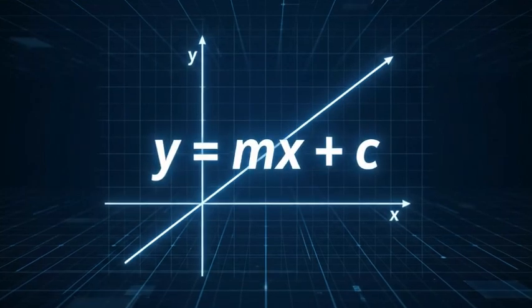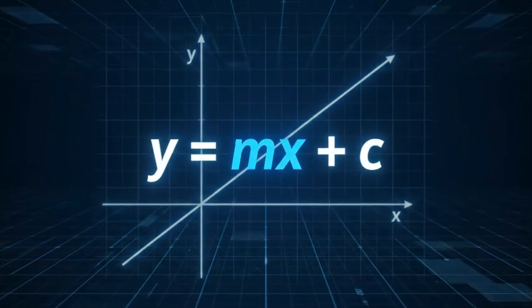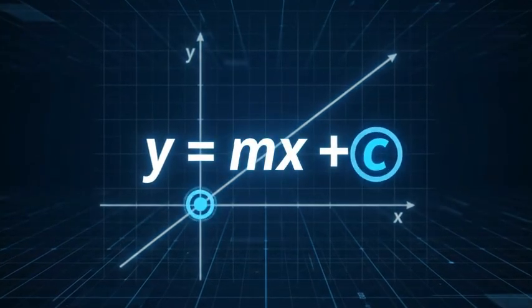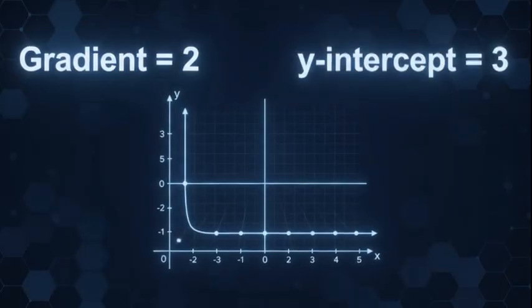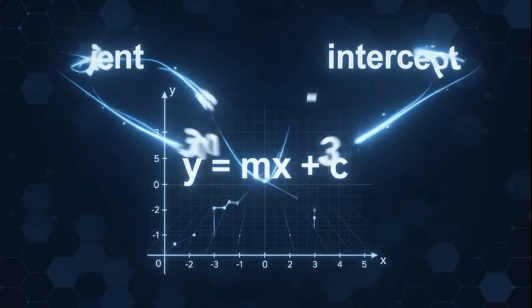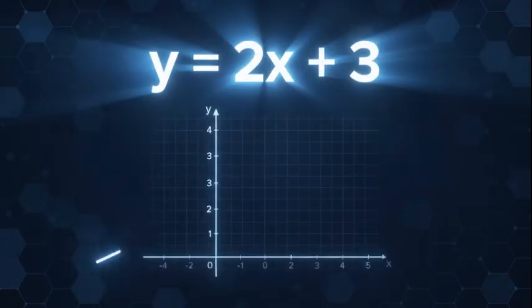The equation of a straight line is commonly written as y = mx + c, where m is the gradient and c is the y-intercept. So, if a line has gradient 2 and y-intercept 3, its equation is y = 2x + 3.